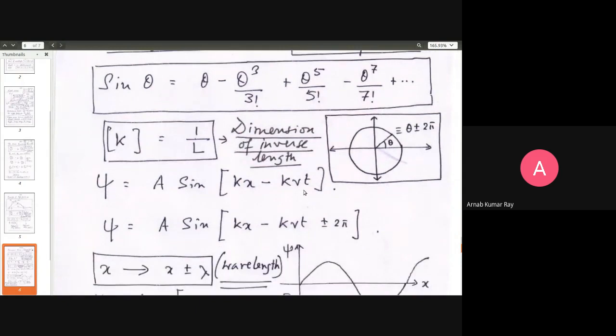And then that will be the same as ψ = A sin(kx − kvt ± 2π). So you are here, you go all the way by a full cycle and come back here. Having traveled an angle of 2π, you're back to the same position and sine will have the same value. Or you can go in the opposite direction and come back here, that will be minus 2π. Sine will have the same value at this angular point. So that's the circular axis, as we call it.